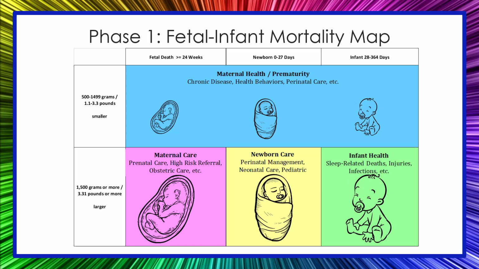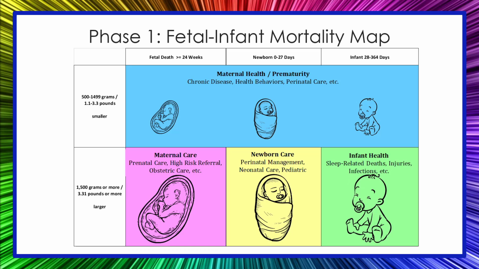So in the image, you can see the 4 categories and some of the factors that would be considered when doing a phase 2 analysis. On the top is the blue box. That's called maternal health prematurity and includes all very low birth weight babies, those that weigh 3.3 pounds or less, regardless of age at death. The 3 periods on the bottom include babies who weighed more than 3.3 pounds at death, but different age groups.